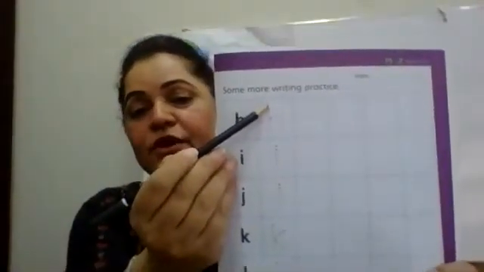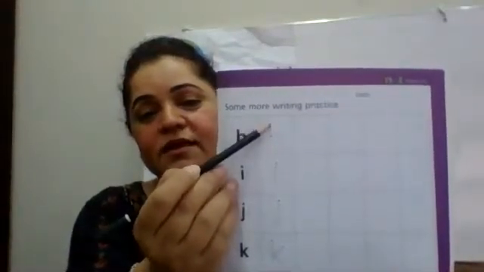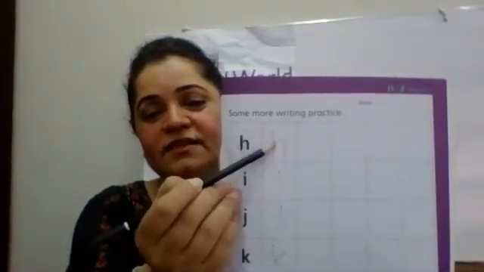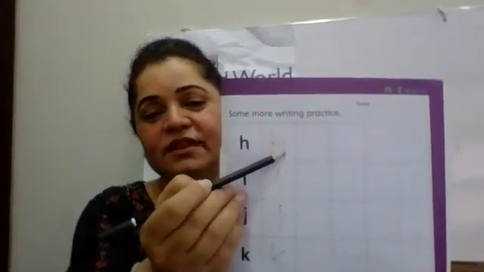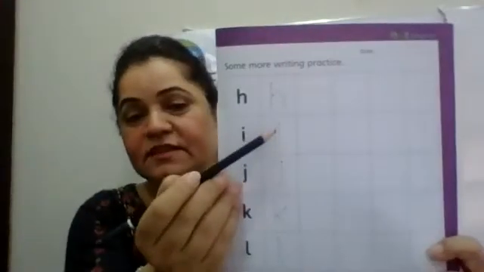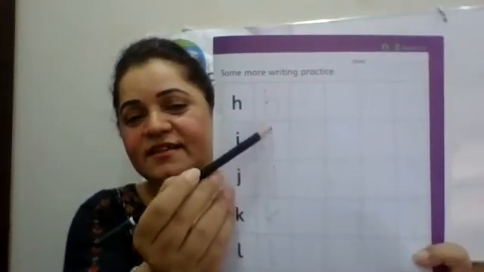Okay, starting from here, down, curve down, down, curve down, down, curve down, right? Okay, let's do it. Good. Okay, now I. Starting from the red dot, and then there's a dot, dot, and dot.